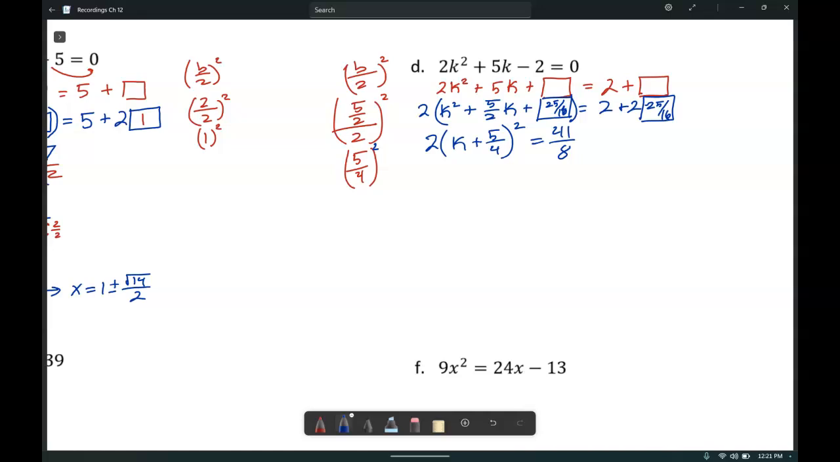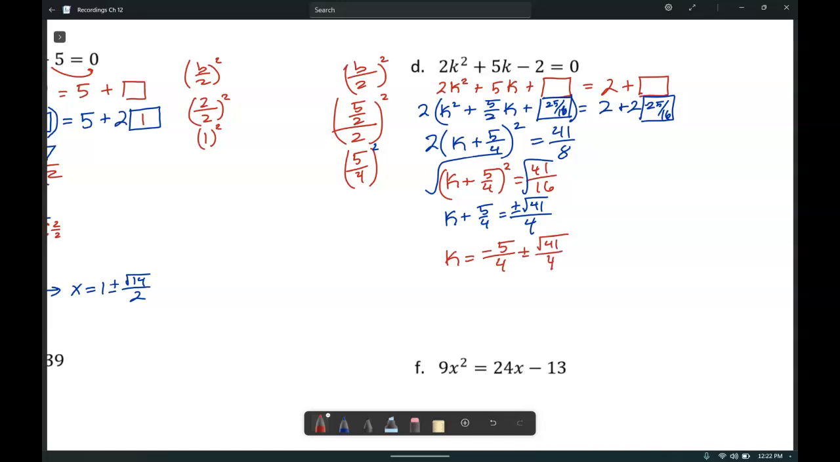We've completed the square. Now we can go ahead and use our square root property to solve. Divide both sides by 2. 41 over 16. Square root both sides. Positive, negative, square root of 41 over 4. And then we subtract our 5 fourths. Negative 5 fourths plus or minus the square root of 41 over 4. Again, if you want, you can write it as a singular fraction over the common denominator.